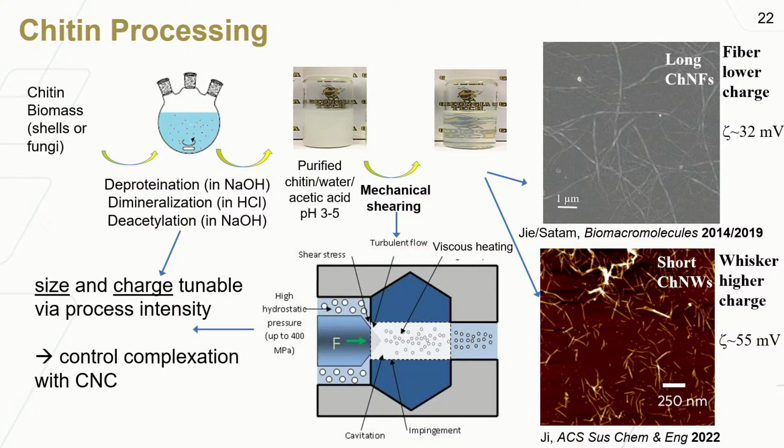So there are two rough groups of materials we derive. One we call chitin nanofibers, or ChNFs, which typically are long fibers and contain more of the amorphous content. Their zeta potential is about plus 32 millivolts. The shorter ones have been deacetylated much more extensively, and they come out as shorter nanowhiskers, or some people call them nanocrystals too, but we call them ChNWs, and they're more highly charged, plus 55 millivolts, and of course shorter, on the order of 100 to 200 nanometers or so.